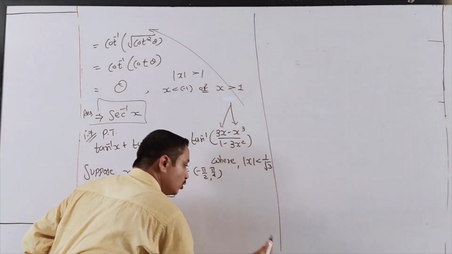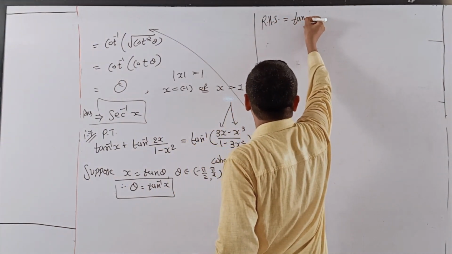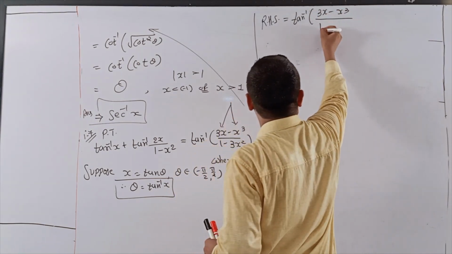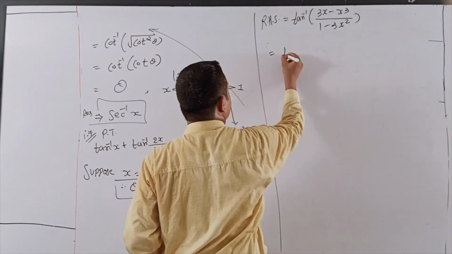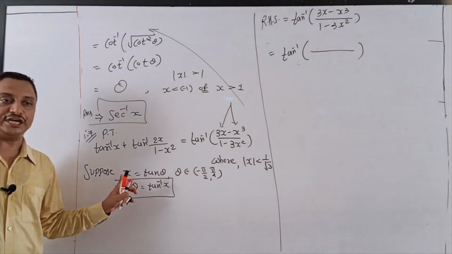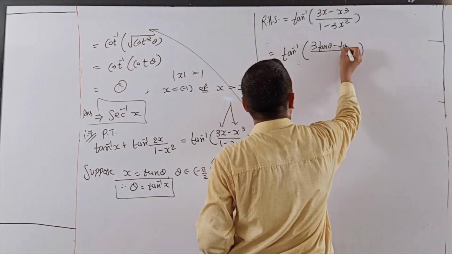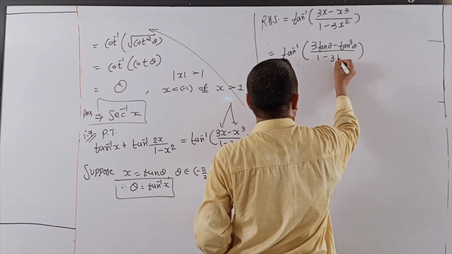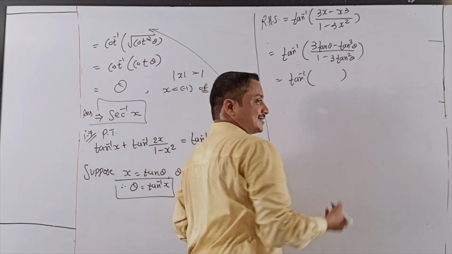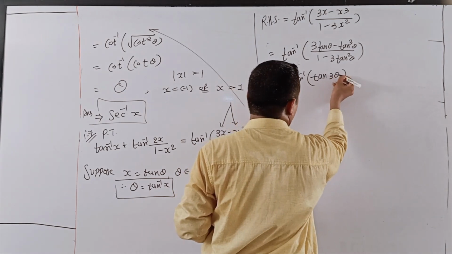Yes students, I go to the RHS. First of all, our RHS is tan inverse 3x minus x cube upon 1 minus 3x square. Put this value in, students. x is equal to tan theta. So 3 tan theta minus tan cube theta upon 1 minus 3 tan square theta. And then you know, yes, that is tan 3 theta. So what are we getting?